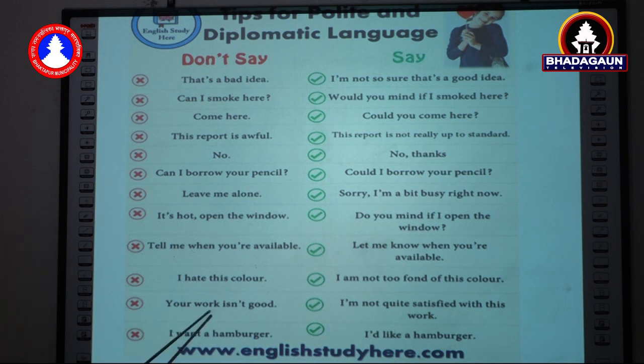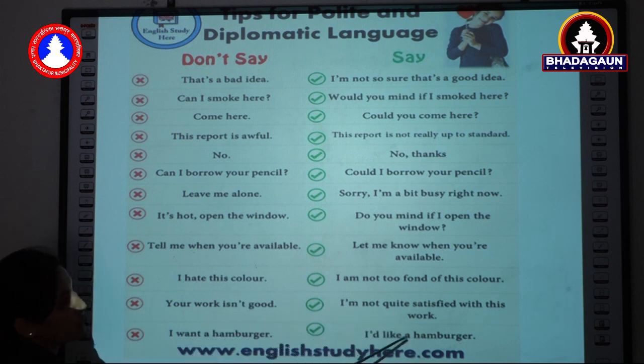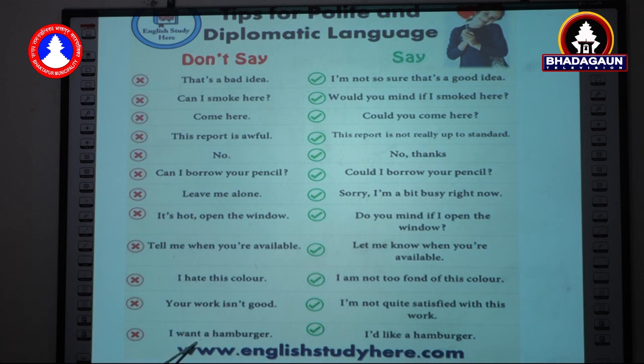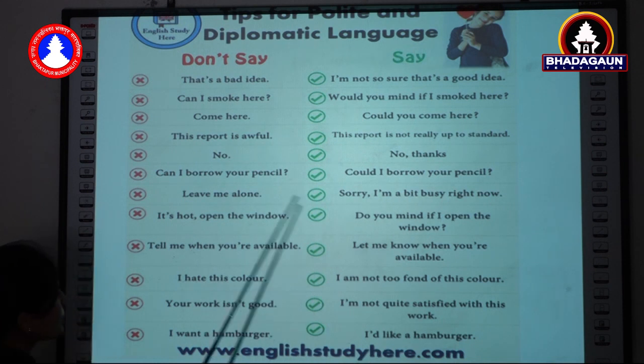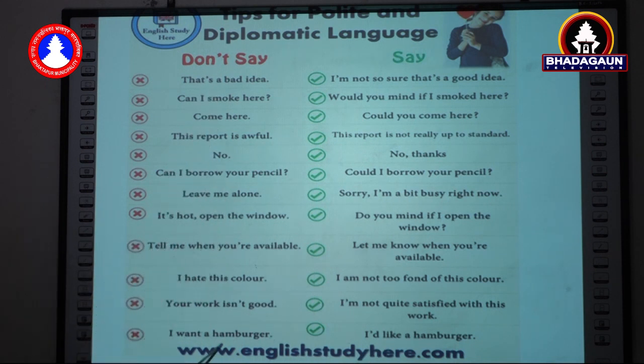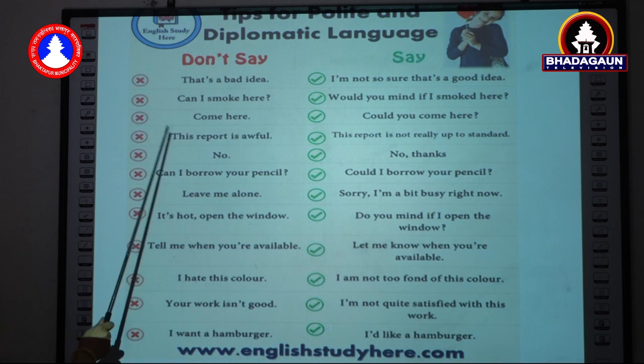Next is "Your work isn't good." That sounds very rude, right? So instead, you can say "I am not quite satisfied with this work." Instead of "I want a hamburger", say "I would like a hamburger." Even these original sentences are not incorrect. I'm not saying you can't use them, but whatever language you use, if it sounds informal, I suggest you make it formal, polite, and diplomatic.